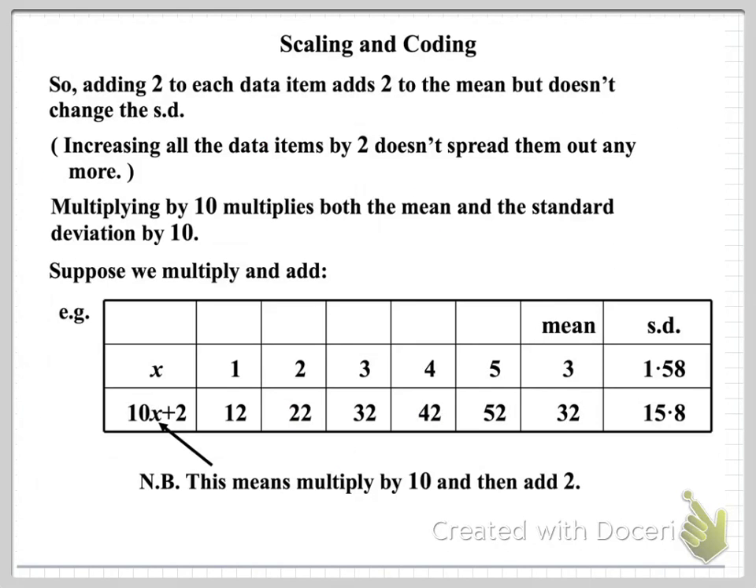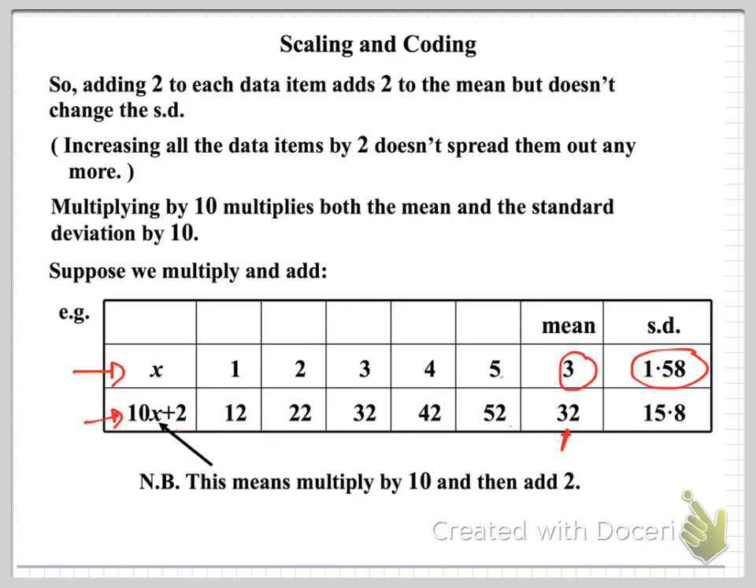Right, we've got an example here. Here's our data set X again. You've got 1 to 5 with the mean of 3 and standard deviation 1.58. This time we're going to take X and multiply it by 10 and then add 2 to generate a new data sample. This will give us 12, 22, etc., all the way to 52. This time the mean has changed to 32 and the standard deviation is 15.8.